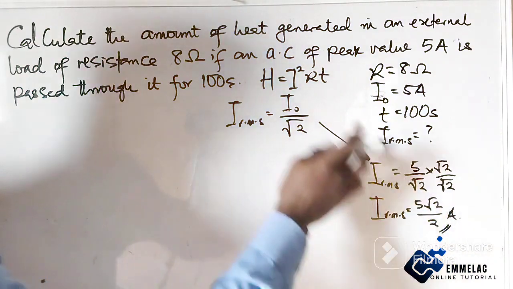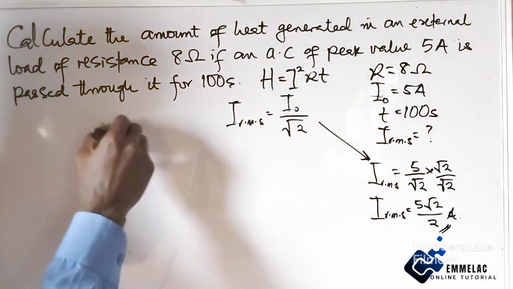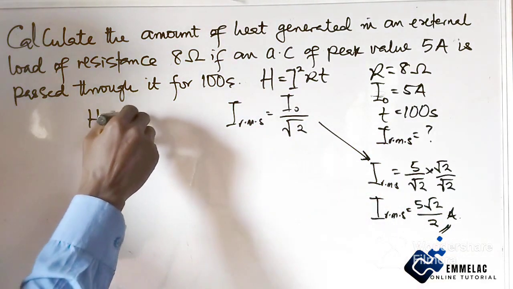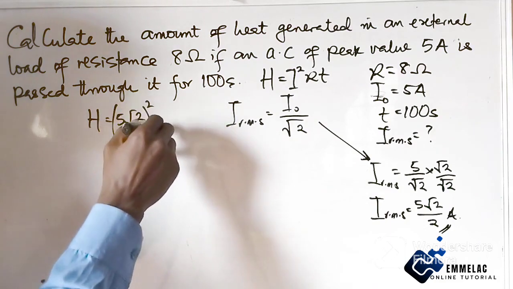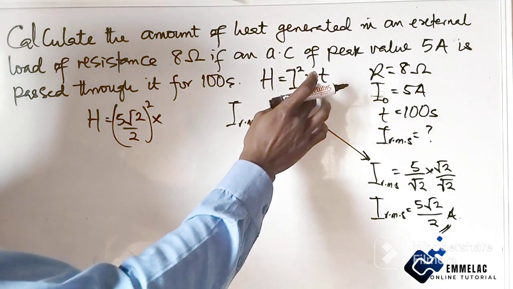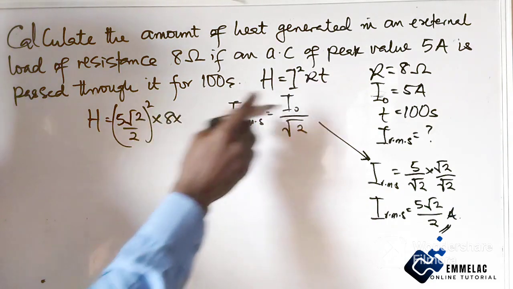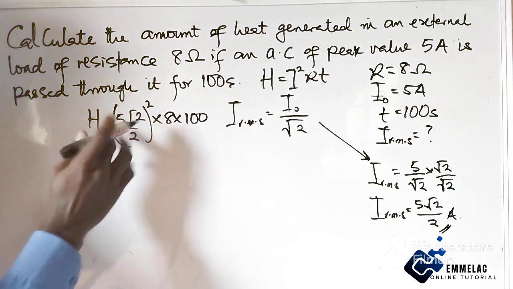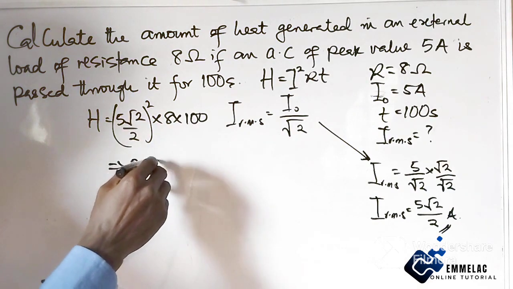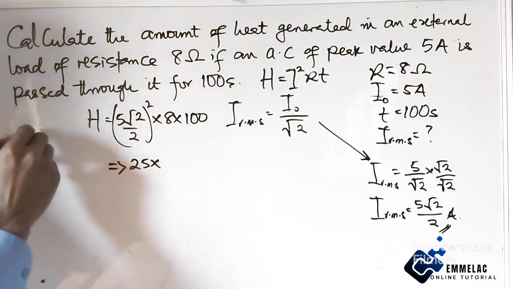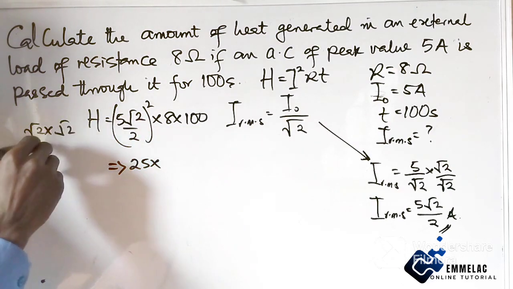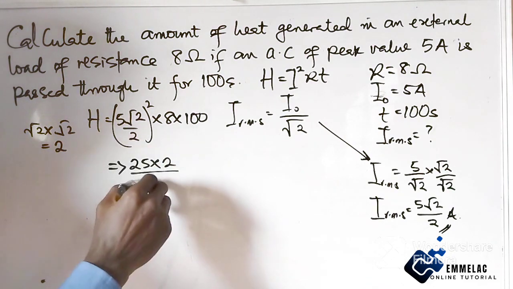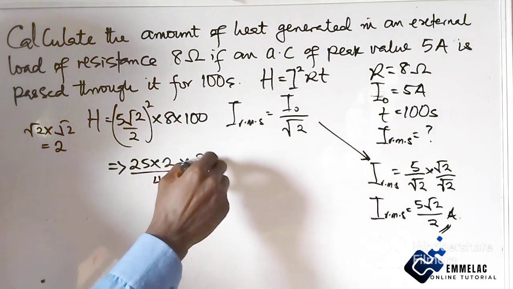Now let us put this value into the formula. So here we have that H equals 5 root 2 over 2, all raised power 2, times the resistance, which is 8, times the time, which is 100. This is the same thing as saying 25 times root 2 times root 2, which is 2, over 4, times 800.